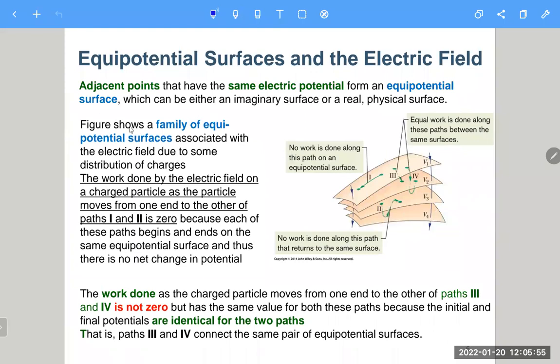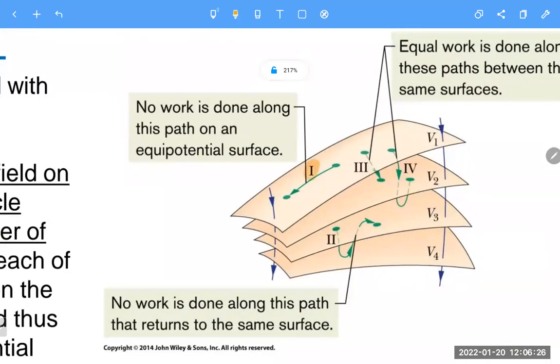Here it says the figure shows a family of equipotential surfaces associated with the electric field due to some distribution of charge. The work done by the electric field on a charged particle as the particle moves from one end to the other of path 1 and path 2 is zero. So let's see. This is path 1. The starting point is on V1 and the end point is on V1.